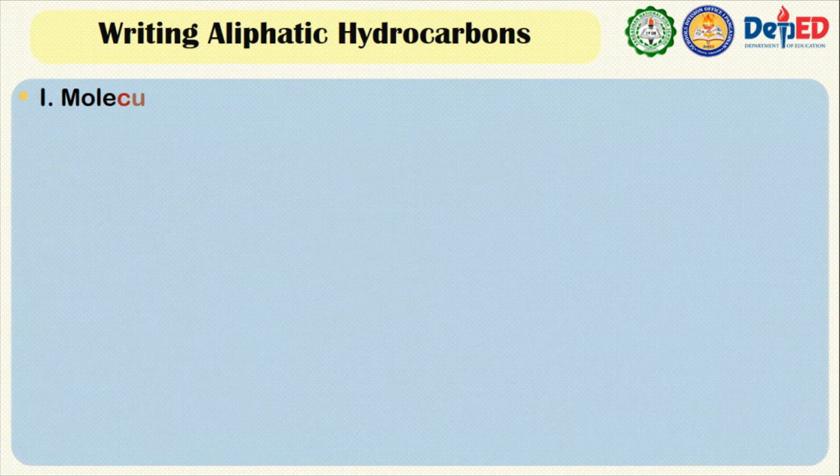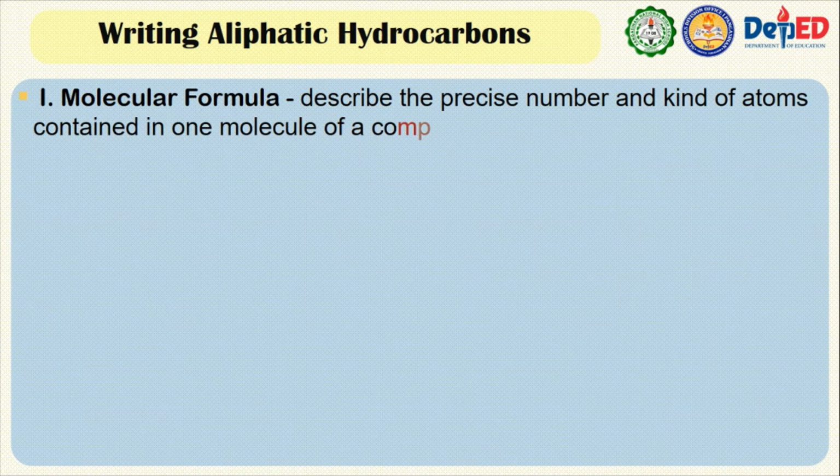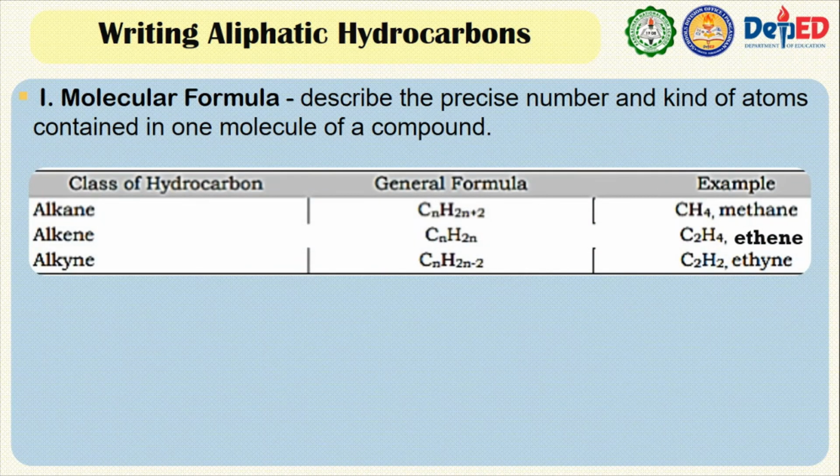There are different ways of writing aliphatic hydrocarbons. One is through molecular formula. It describes the precise number and kind of atoms contained in one molecule of a compound. These are the general formulas for the different classes of hydrocarbons. For alkane, we have CnH2n+2. For alkene, we have CnH2n. For alkyne, CnH2n-2. Wherein n is the number of carbon atoms.